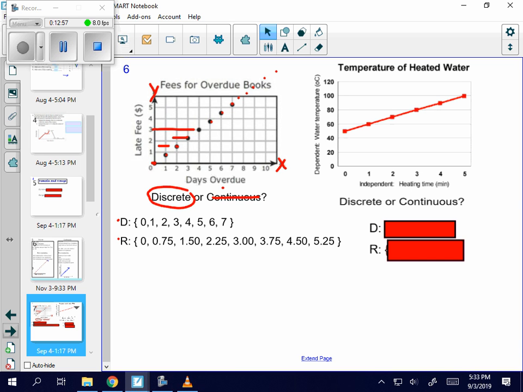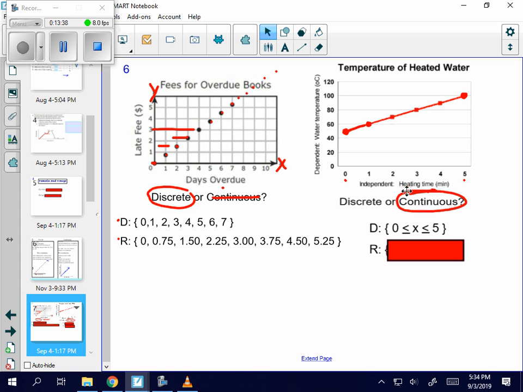All right, let's look at the next one. Temperature of heated water. So we have to realize that as I heat water over time, so time of heating water, my temperature goes up, but not in individual dots, but little amounts in between, little temperatures in between. That makes this continuous. So now the domain. I start here, I end here. How do I represent every number in between 0 and 5? Because that's what x is. It's in between 0 and 5. So literally between 0 and 5.